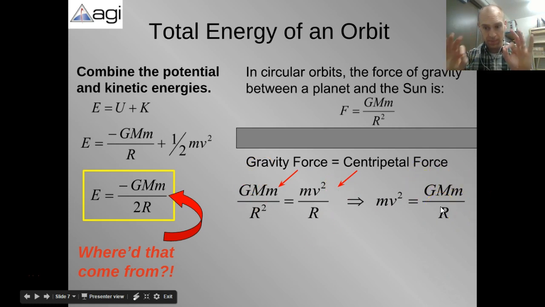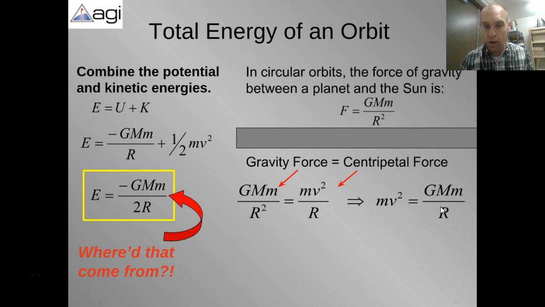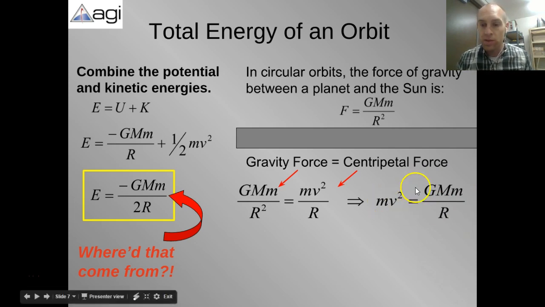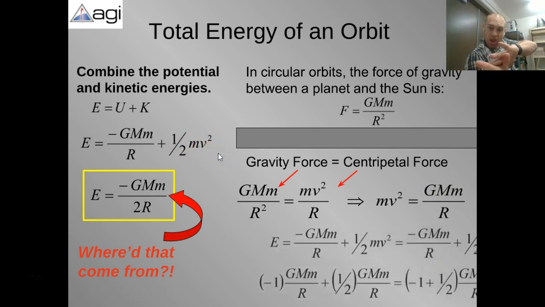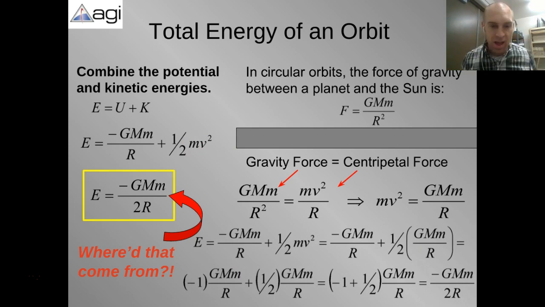Good so far? If not, raise your hand and call me over and I'll help you out with this. So we know that mv squared equals GMm over r. Well, guess what? Look at this mv squared. I can take this mv squared and I can replace it with what it is equal to, which is this, GMm over r. So I'm going to take the GMm over r and put it right here. Get ready for it. All right, I pushed that in.